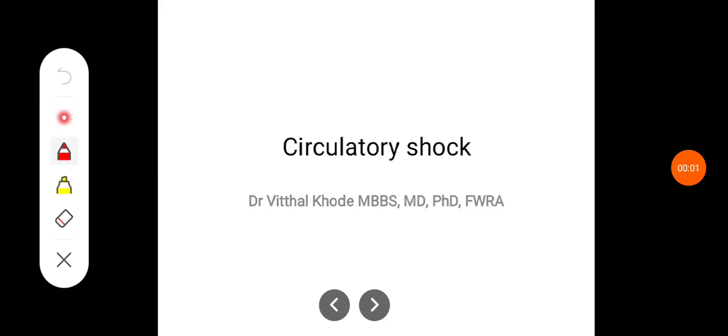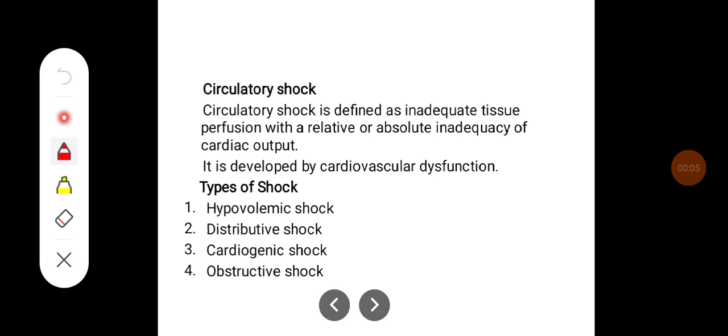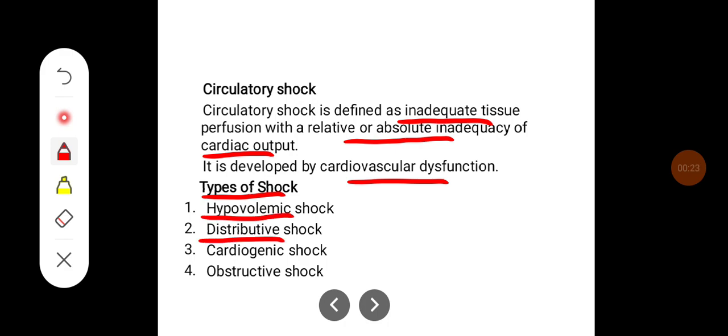Everyone, in this class we'll study about circulatory shock. Circulatory shock is defined as inadequate tissue perfusion with a relative or absolute inadequacy of cardiac output. It is developed by cardiovascular dysfunction. There are different types of shock, which can be classified as hypovolemic shock, distributive shock, cardiogenic shock, and obstructive shock.